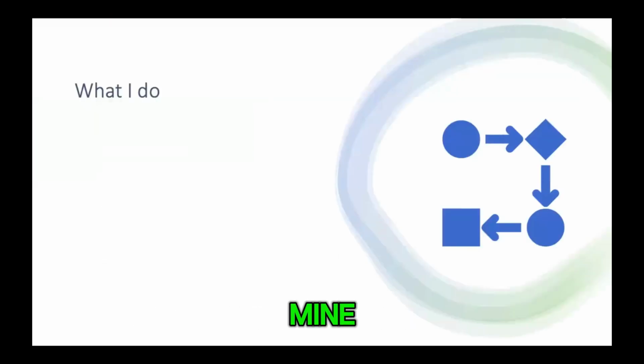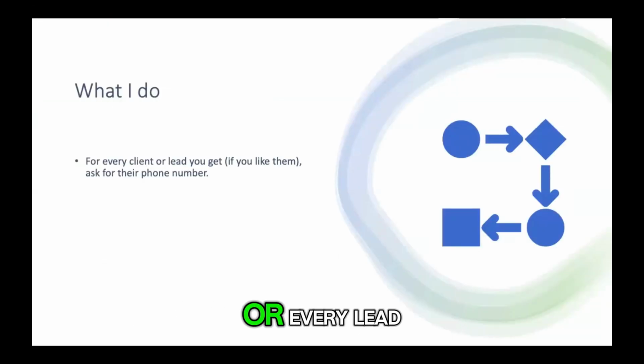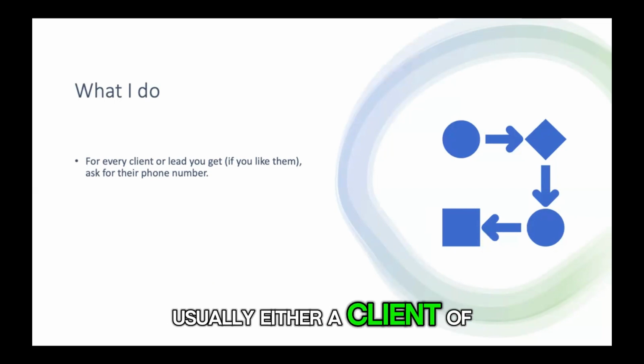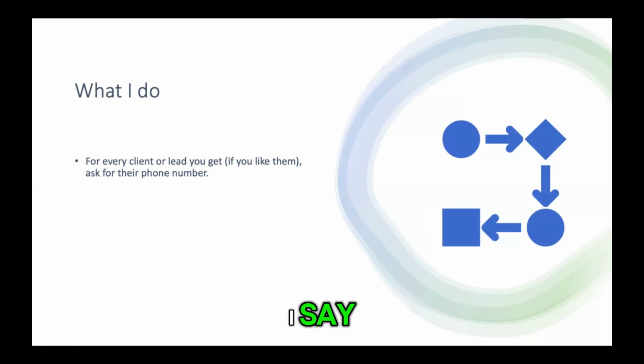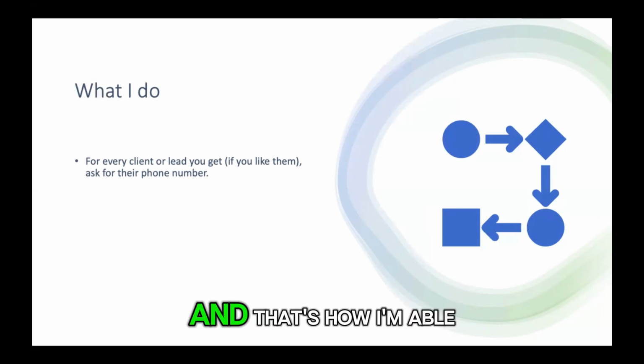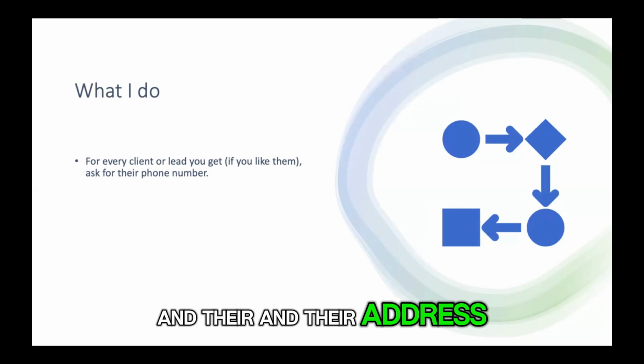So for every client or every lead, if I like working with them, I take their phone and their address. Usually, if they're a client of mine, I already have their phone number and their address. Now, to get their email, you've got to strategize a little bit. Just a little pro tip: I say, where can I email your receipt? Or where can I email you an invoice? And that's how I'm able to obtain their email, their phone number, and their address at the same time.